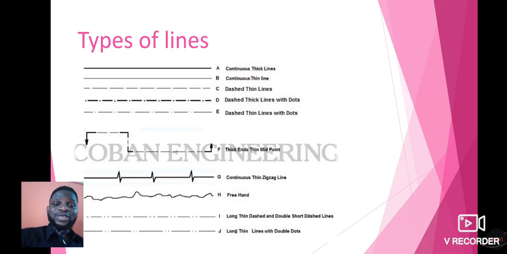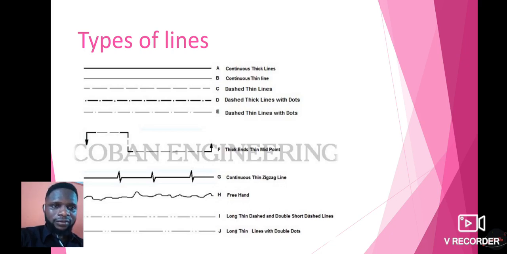Okay, it can be used for dimensioning too. Yes. So we have dashed thin lines. Dashed thin lines are used to show hidden details. We have dashed thick lines with dots. Yes, it can also be used to show hidden details too. We have the dashed thin lines with dots. Dashed thin lines with dots are usually center lines. I will explain that later, but not now.